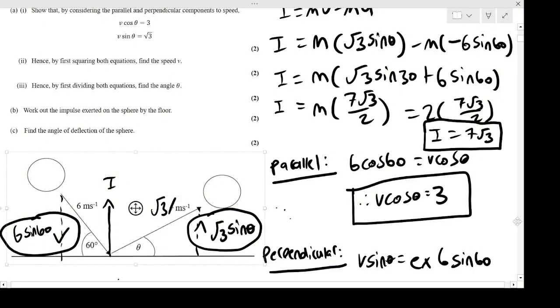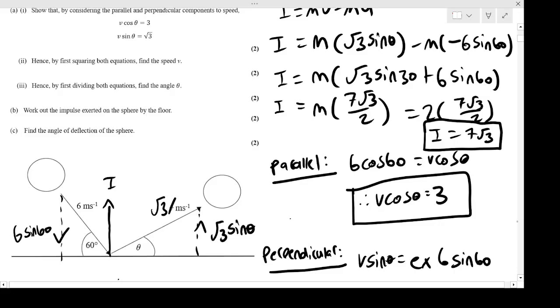Remember, impulse is perpendicular, so we need to consider the perpendicular speeds when we use the impulse formula. Hopefully you're happy with that. And also pay attention to the directions. Upwards we're going to take as positive, and downwards is the negative direction, so we need to negate the speed going downwards.